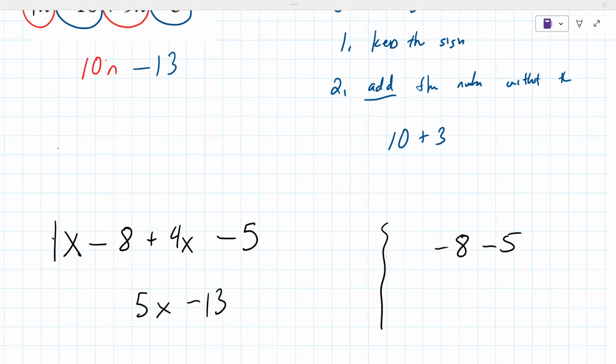Okay, let me see if I can find a few more here that are up to the challenge. Like, I don't love any of these. There's another one. All right, here's another one for you to try.